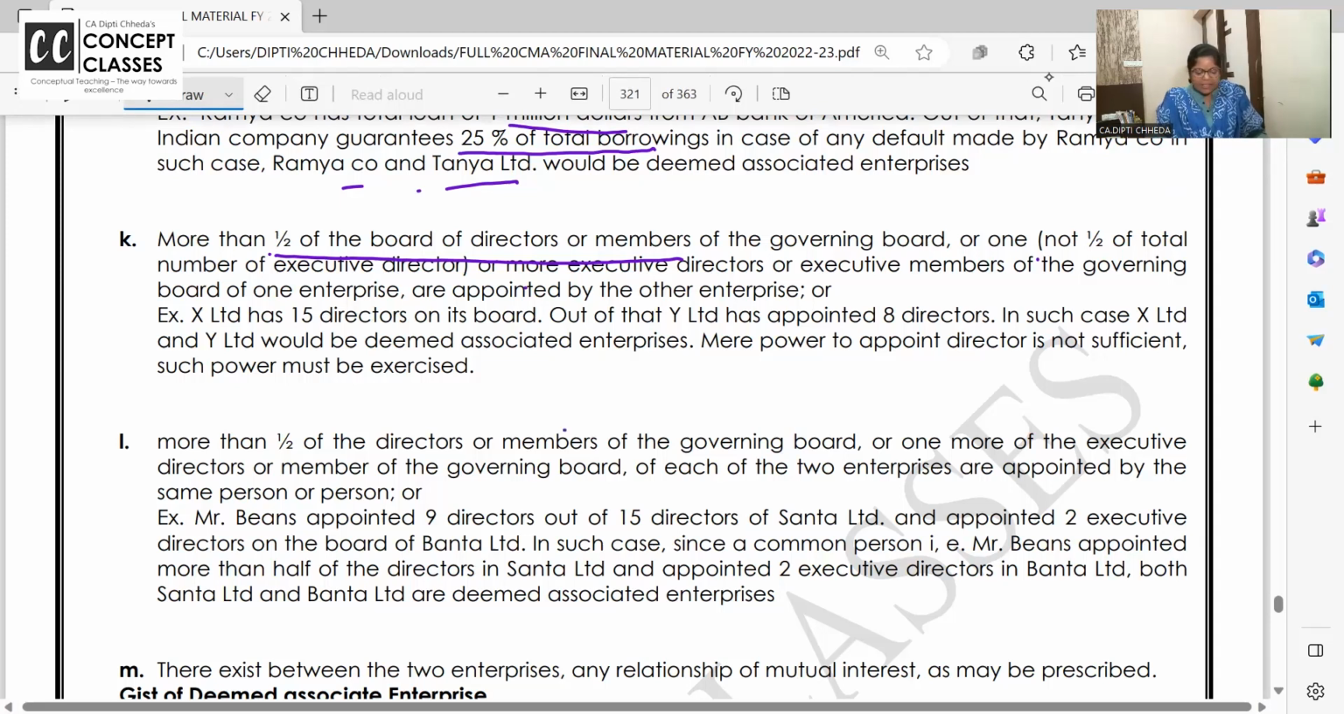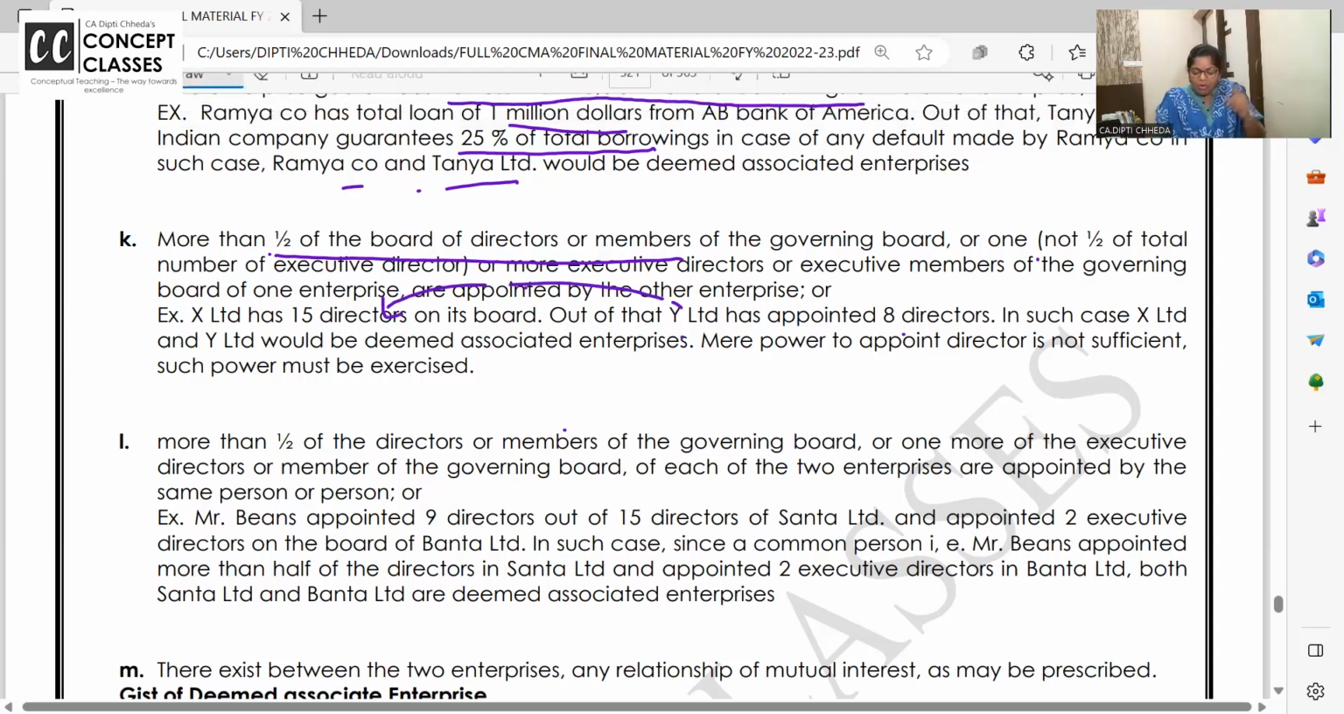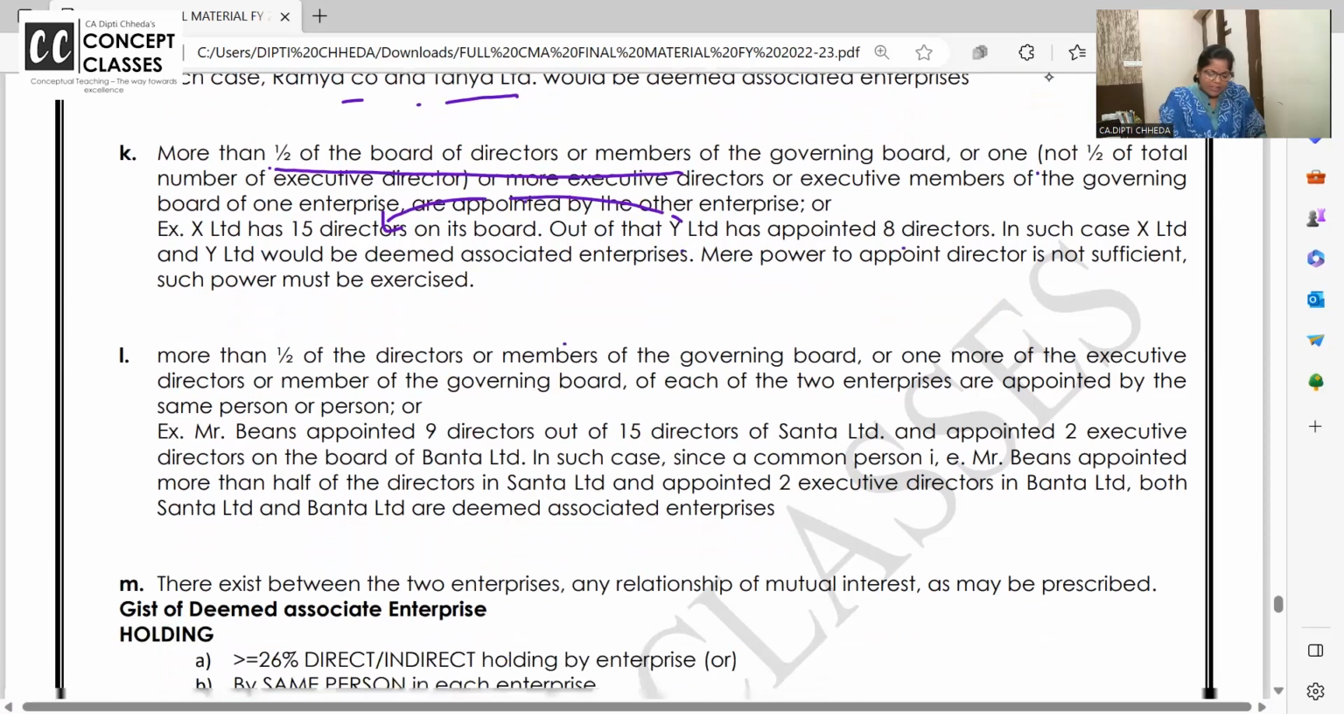Associate enterprise. X Limited has 15 directors. Out of that, Y Limited is appointing 8 directors. So Y Limited is appointing more than half of the directors of X. Or या फिर Y का एक भी executive director is appointed by X. So they will become associate enterprises.